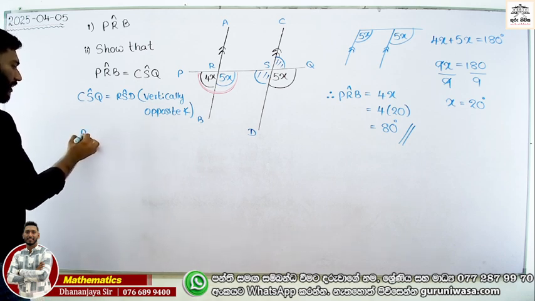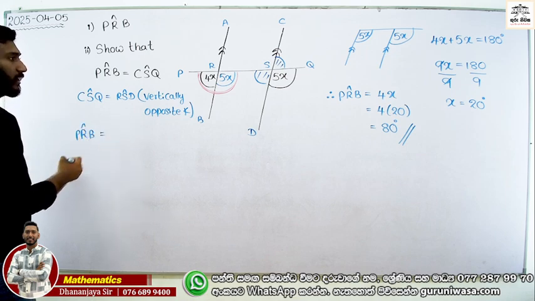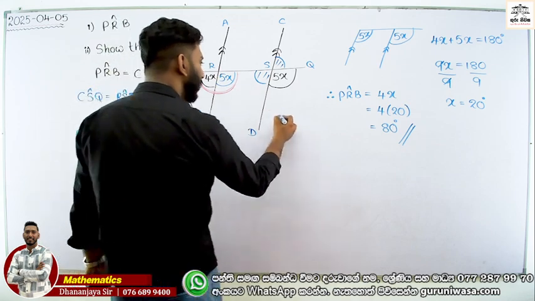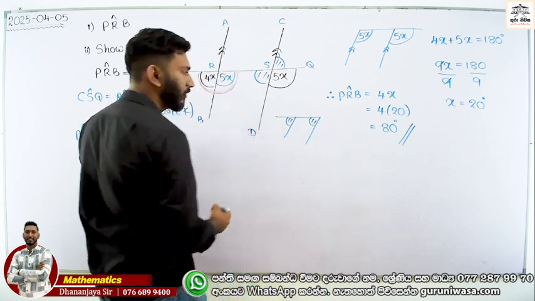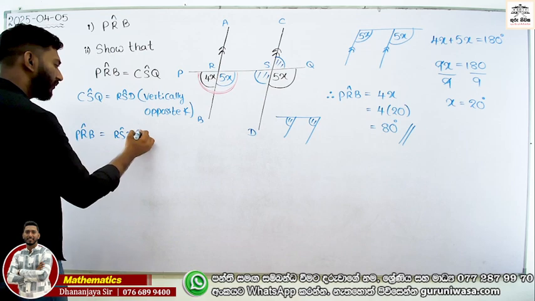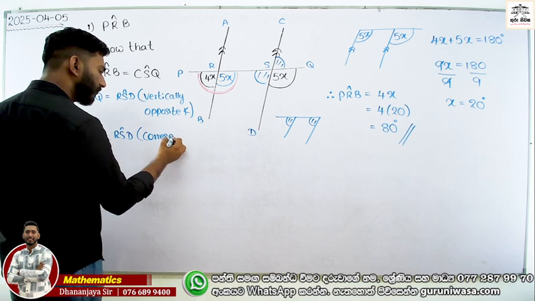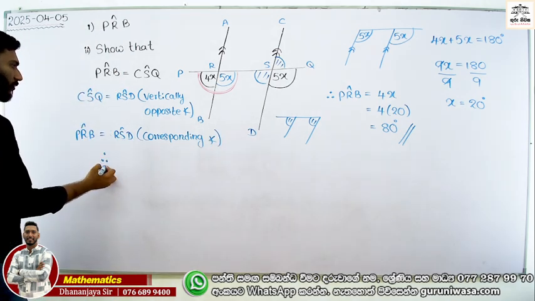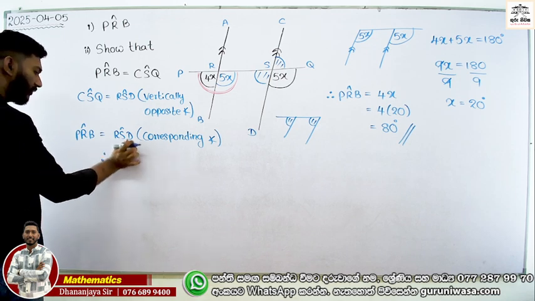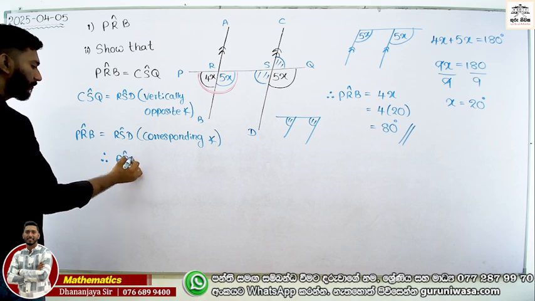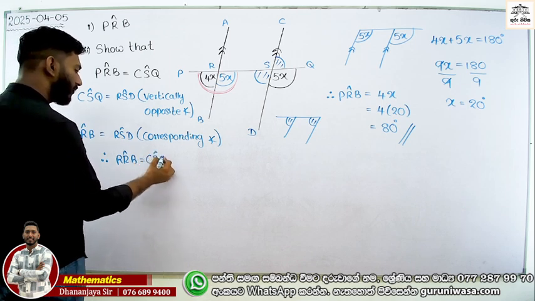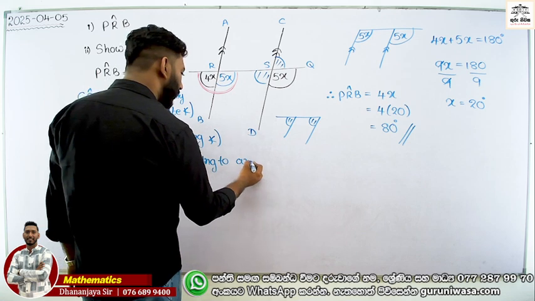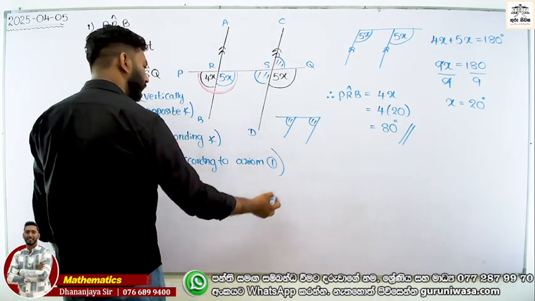And PRB also equals RSD. This one is also equal to this one. Because why? Look at the symbol F. This one is also equal to this one. The reason is corresponding angles. Therefore, we can write CSQ equals PRB, PRB equals CSQ, according to axiom number one. And this is the way.